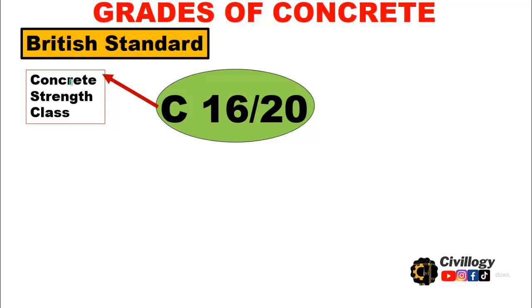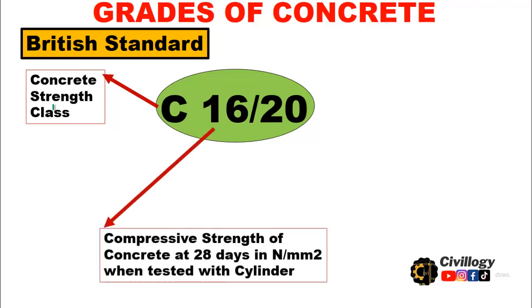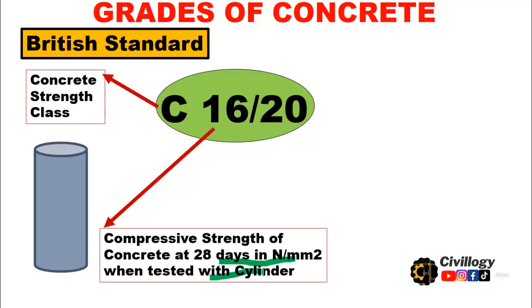So C is the concrete strength class, and 16 means compressive strength of concrete at 28 days in Newton per millimeter square when tested with a cylinder. And this is the cylinder specimen, or you can say the cylindrical mold, which is used for testing compression of concrete, and the standard dimensions of this cylindrical mold are 30 centimeters and 60 centimeters.